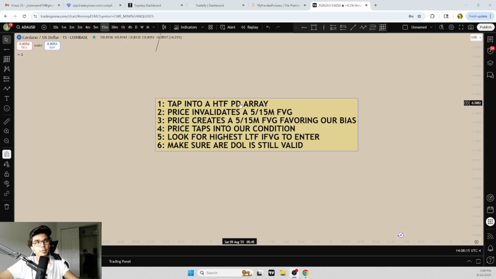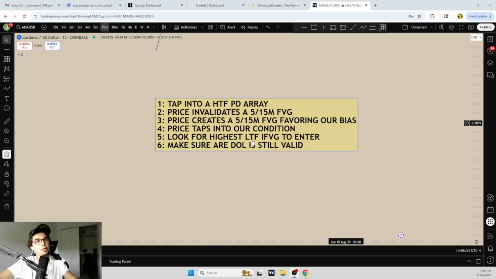Say we get the higher time frame tap into a PD array, we then invalidate our middle time frame fair value gaps. What do we do after that? Well, we want to wait for a fair value gap on the 5 or 15 minute to open up in our favor, right? So for bearish, we want to wait for a middle time frame bearish gap to open up. And if we're bullish, same thing. Wait for a middle time frame bullish gap to open up, favoring our bias.